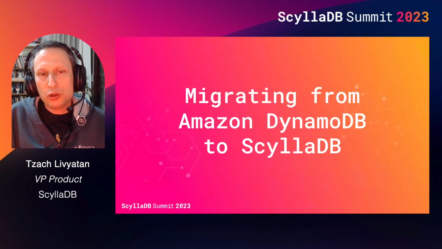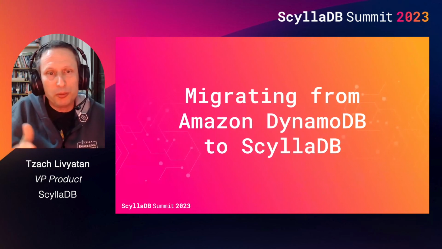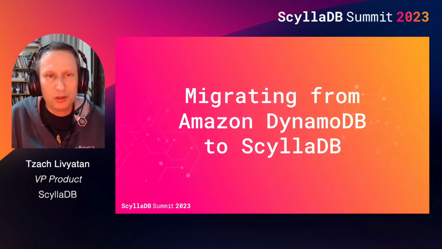Okay, last thing I want to touch on is migrating from DynamoDB to Scylla. So you're already convinced that Scylla is less expensive, has better latency, and is compatible with DynamoDB, but you already have a lot of information on DynamoDB. Now you want to move to Scylla. How do you do that without downtime?